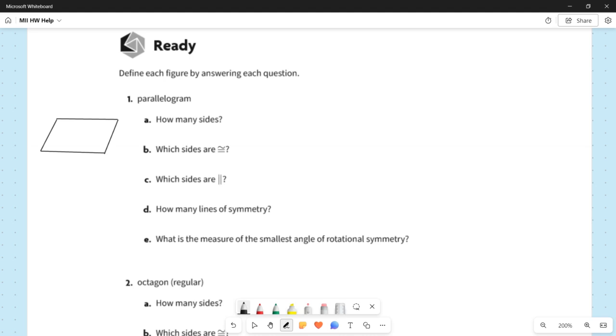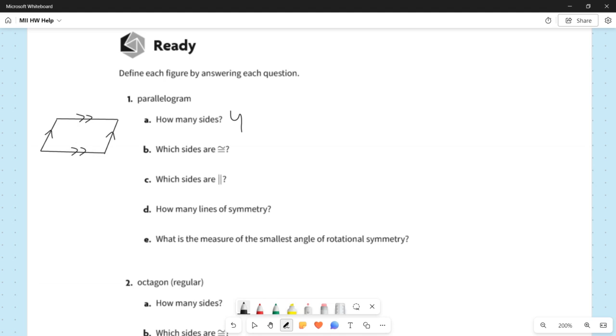So that's what a parallelogram looks like. It is a quadrilateral. So for 1A, it has 4 sides. All quadrilaterals have 4 sides. And the definition of a parallelogram is that it is a quadrilateral that has not 1, but 2 pairs of parallel sides. That's what makes a quadrilateral a parallelogram.